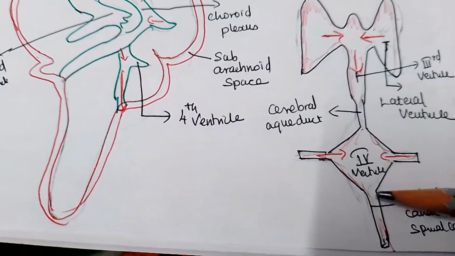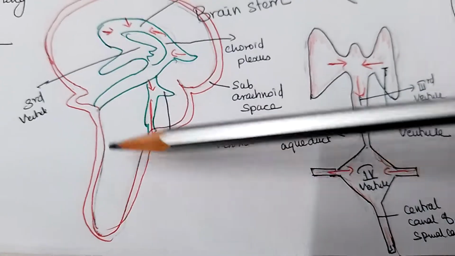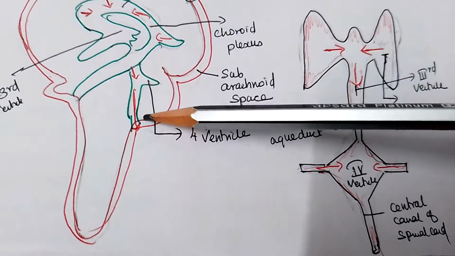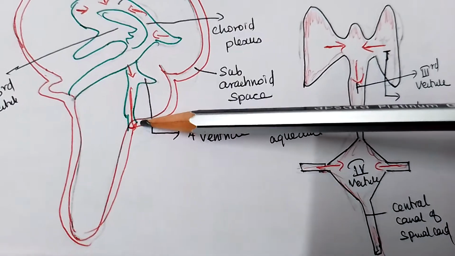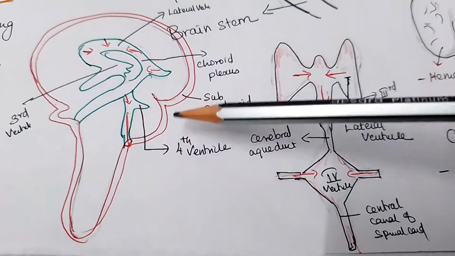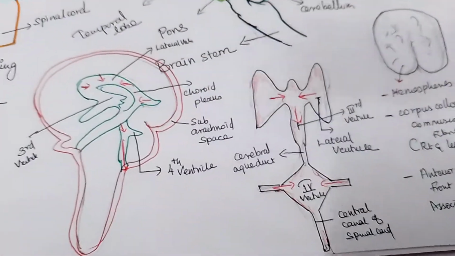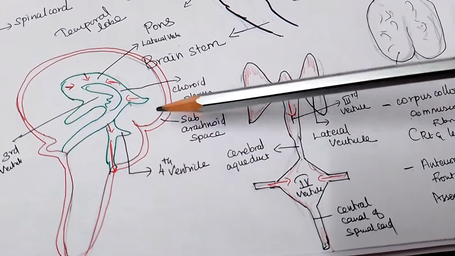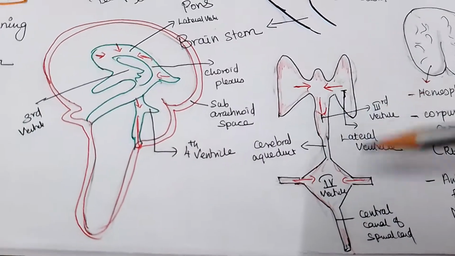If there is no obstruction, it will overflow and enter the subarachnoid space, and it is absorbed by the arachnoid villi. So this is about the ventricles of the brain. Any structure you can draw, even the cut section. This is another section we have drawn, but you can see the ventricles of the brain.